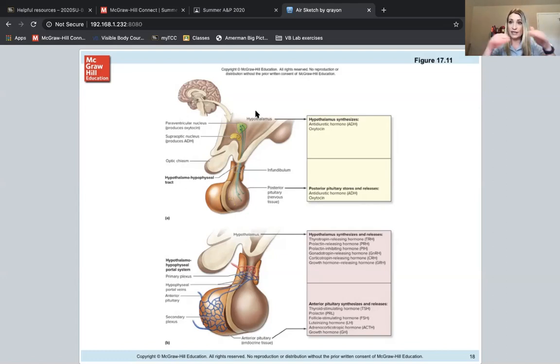So the posterior pituitary is that punching bag looking thing, and we also call the posterior pituitary the neurohypophysis, because it uses neurons basically. It has all these axons that are going from those nuclei up here, and they run through the infundibulum, and the ends of the axons are in the pars nervosa. Okay, so this part, this rounded part, is the pars nervosa.